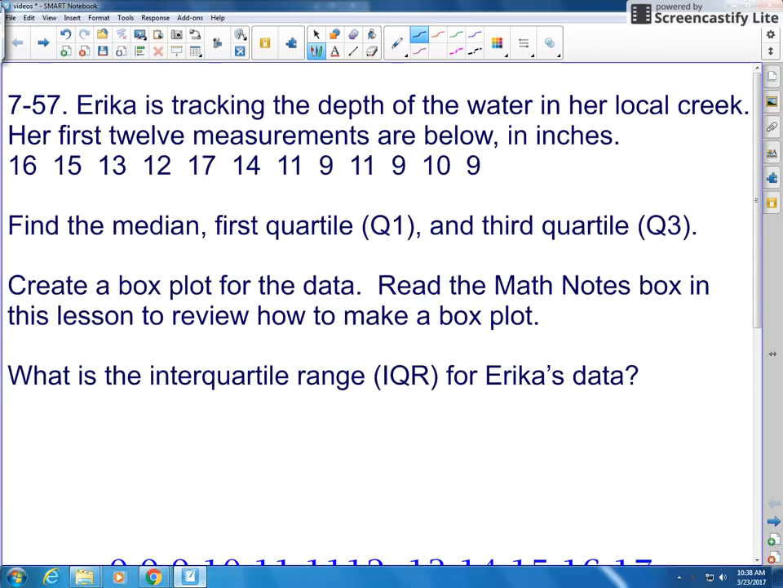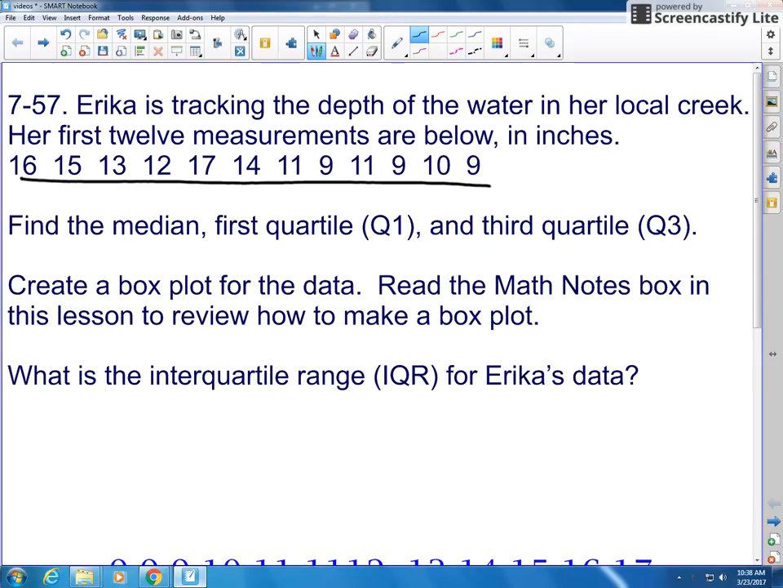I'm going to go over homework problem 757 from homework 715, and this is looking at data. It says Erica is tracking the depth of the water of her local creek. Her first 12 measurements are below in inches, and here is her data that she has collected. It wants us to find the median, quartile 1, and third quartile.